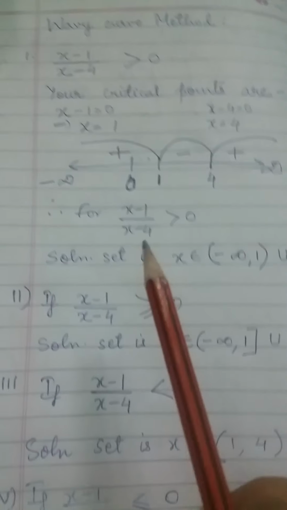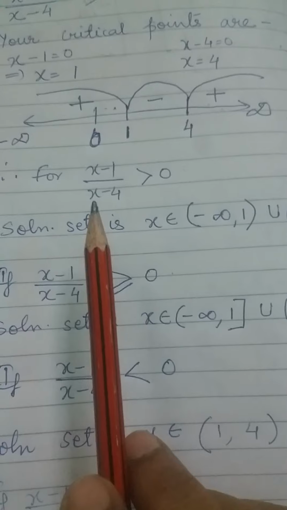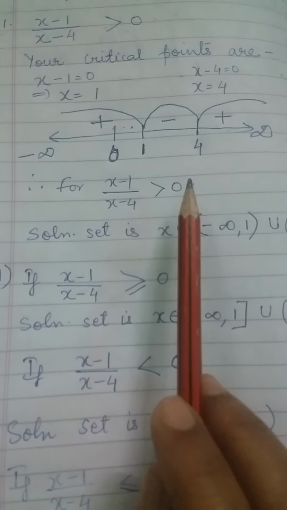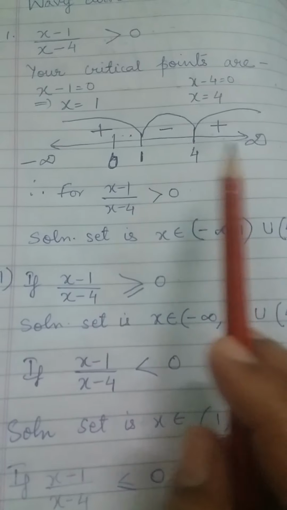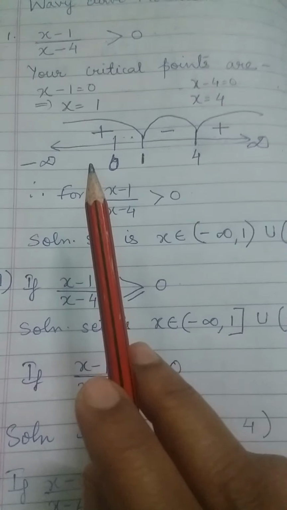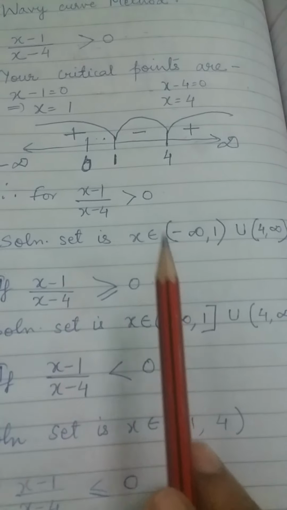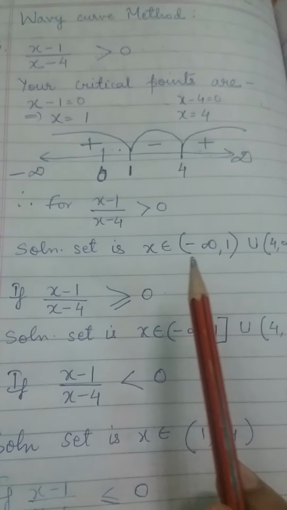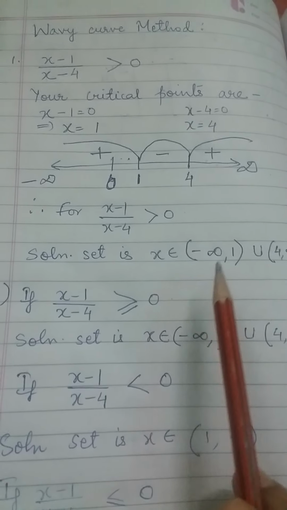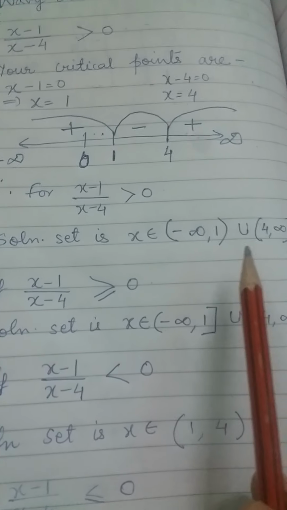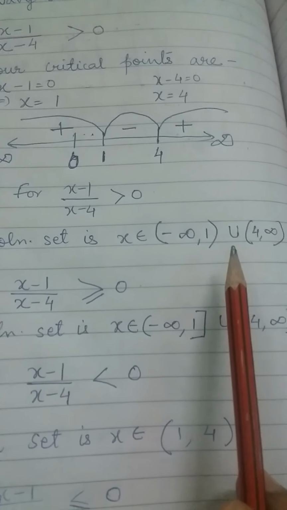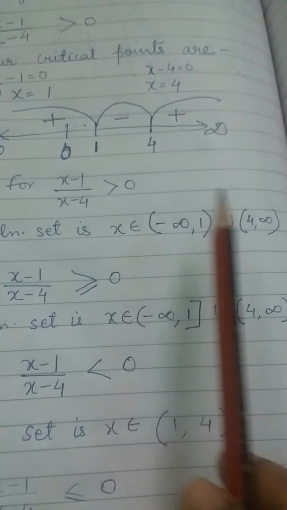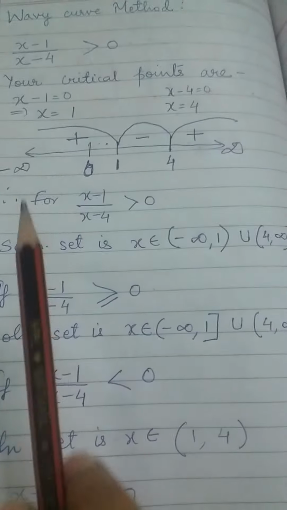Now what is the answer? Our question was (x minus 1) by (x minus 4) greater than 0. Greater than 0 means positive. So from this number line we will select the positive intervals. Your solution set will be, the first positive interval is minus infinity to 1, so I have taken minus infinity comma 1 as an open interval. Union, you know about union, combining the solutions. 4 comma infinity. And this is the answer for the first part.